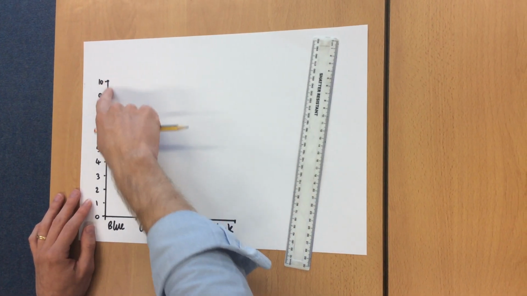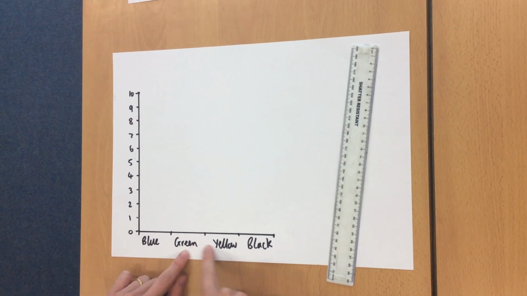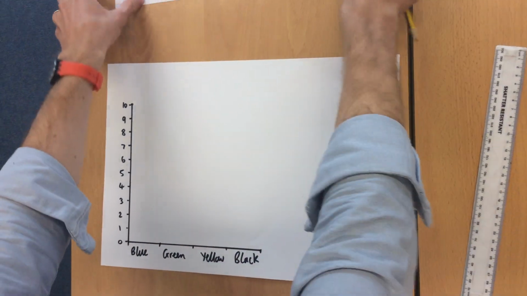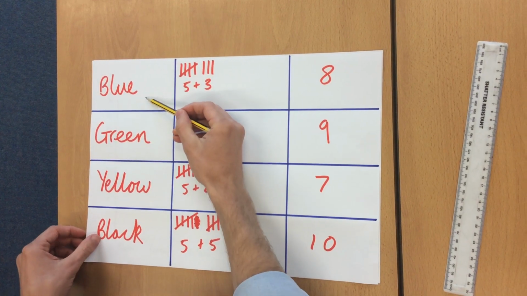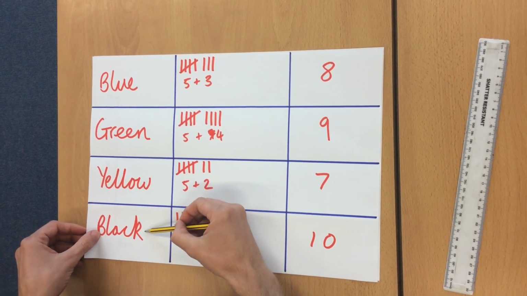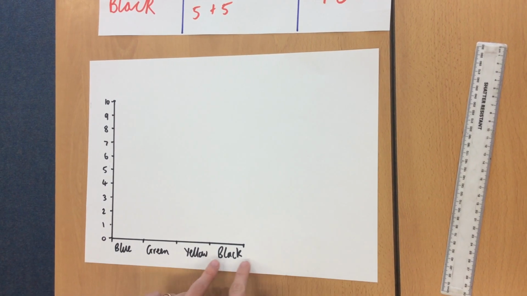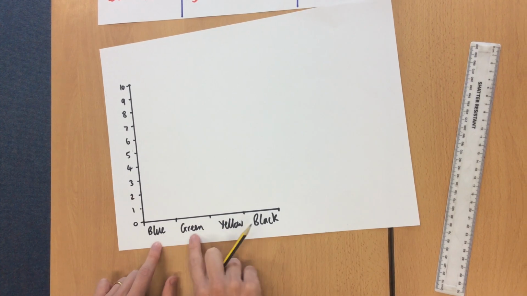So you're going to draw your y-axis and your x-axis. On your x-axis, which goes on the bottom, you need to put down here the thing that changed. So for my example, it was the colour that changed. I had blue, green, yellow, and black, okay? I've put them equally spaced underneath. And I'm going to label this, so blue, green, yellow, black.